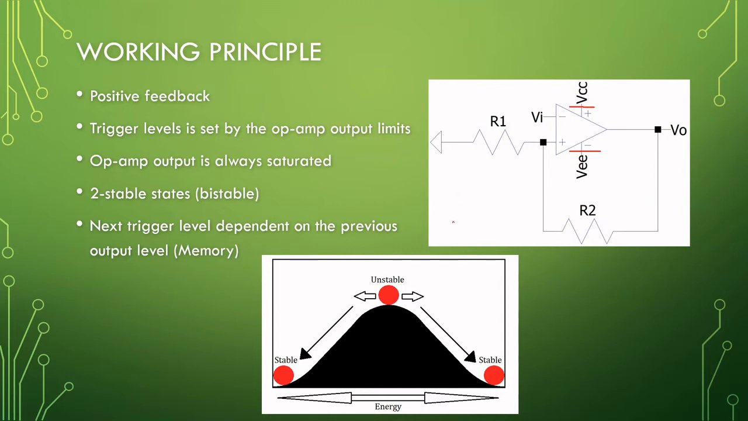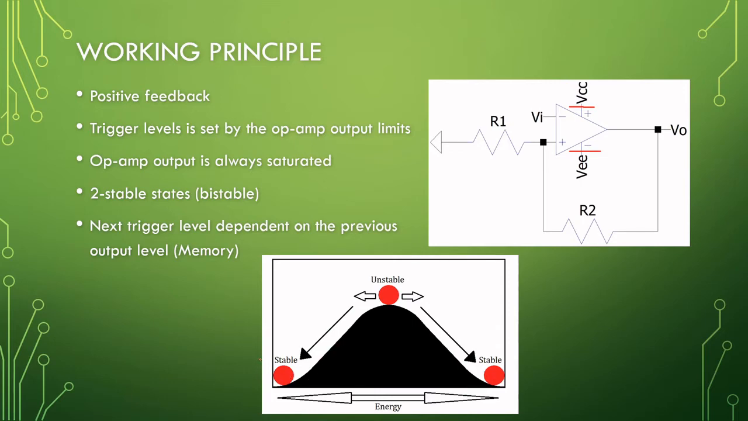Okay, so bistable means that there are only two stable states. If you take a hill and you put a ball on top of it, it will roll off to either one of the two sides and remain there. And to move it to the other side, you need to insert some form of energy. It will never remain on top, it will always roll down to one of the stable states.